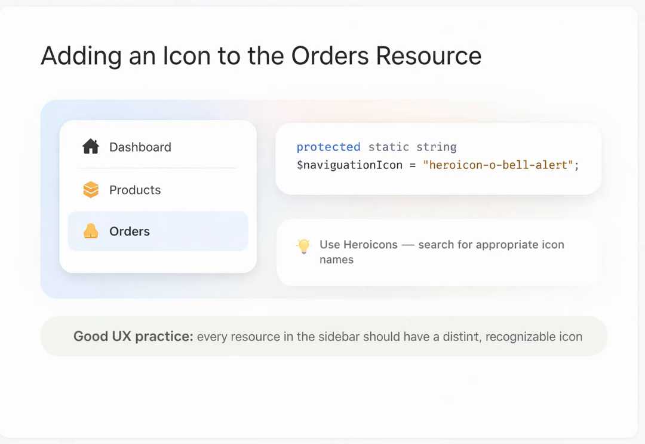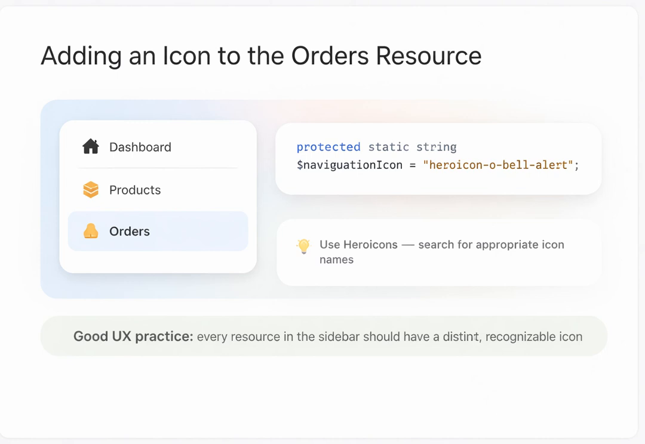A small but important UX detail. We should add an icon to the orders resource so it's easily recognizable in the admin sidebar. Filament uses hero icons, so we can set the navigation icon to something like hero icon O bell alert, which gives us a bell with an alert indicator. Very appropriate for incoming orders. Having distinct icons for each resource in the sidebar makes the admin panel much easier to navigate, especially when there are many resources.